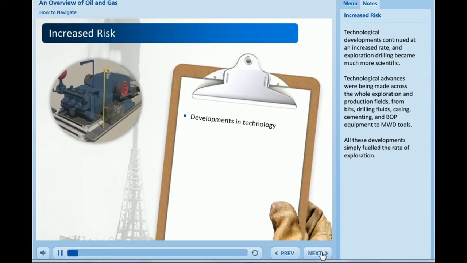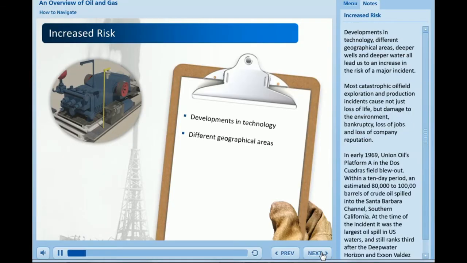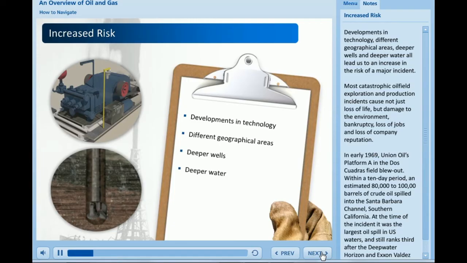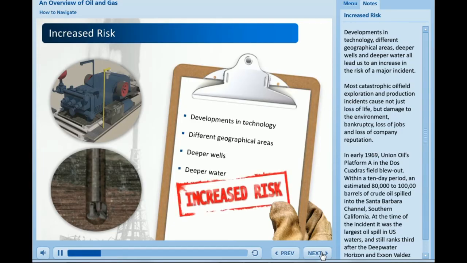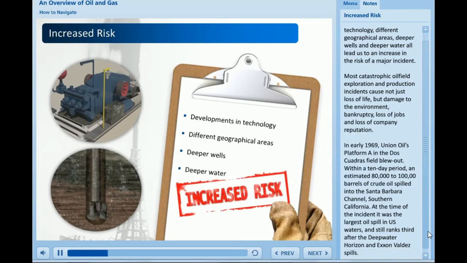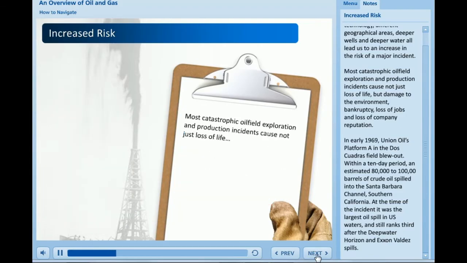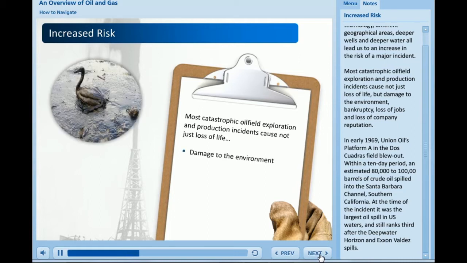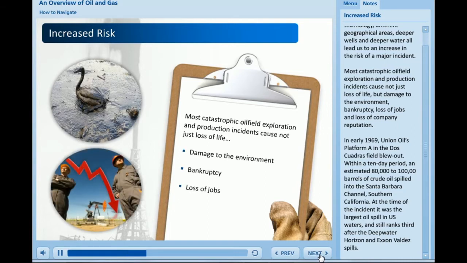Developments in technology, different geographical areas, deeper wells, and deeper water all lead us to an increase in the risk of a major incident. Most catastrophic oil field exploration and production incidents cause not just loss of life, but damage to the environment, bankruptcy, loss of jobs, and loss of company reputation.